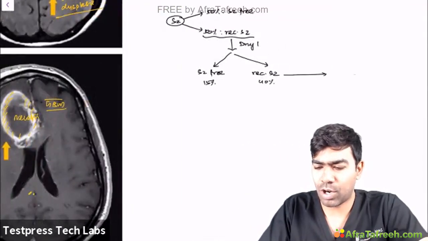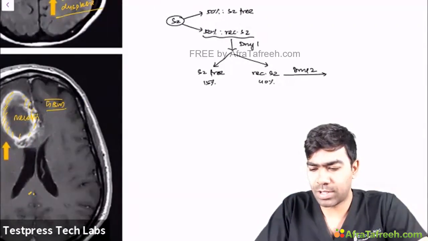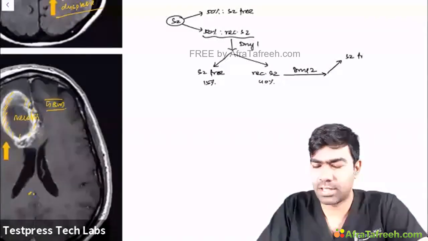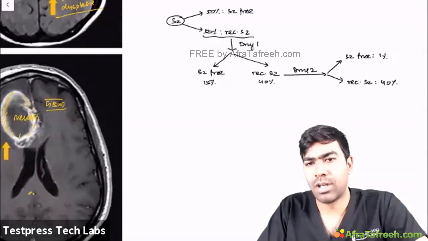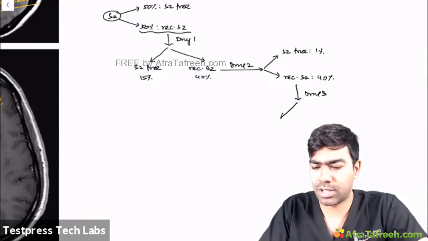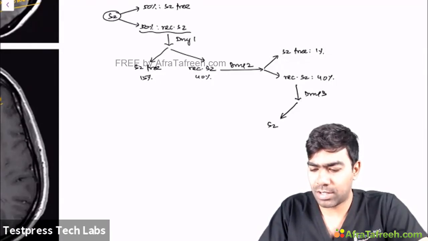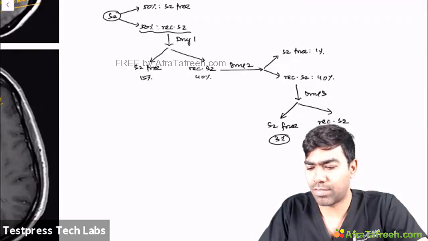Now let us assume you got a recurrent seizure, so you start a drug 2 in these patients. Once you start drug 2, the patient may become seizure free in approximately 1%, and they can get a recurrent seizure in approximately 40% once again. Now if you start a drug number 3, because the patient has got a recurrent seizure, the chance of seizure freeness with three drugs is only 3%. The chance of recurrent seizures is approximately 35%.